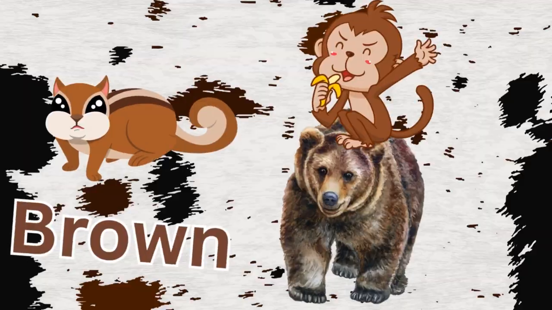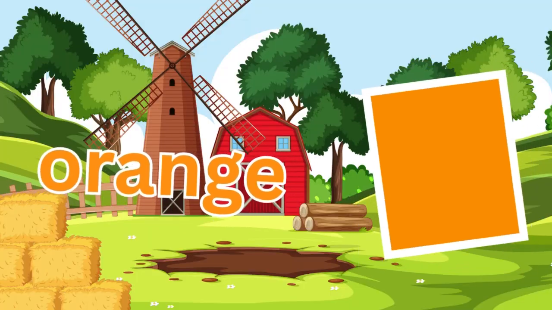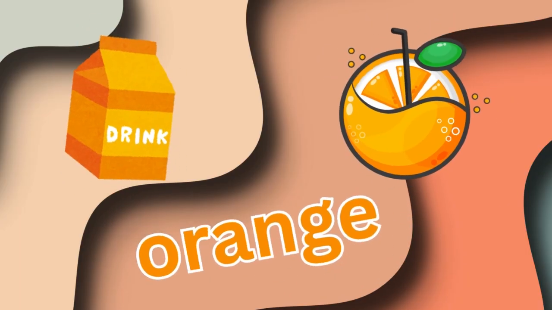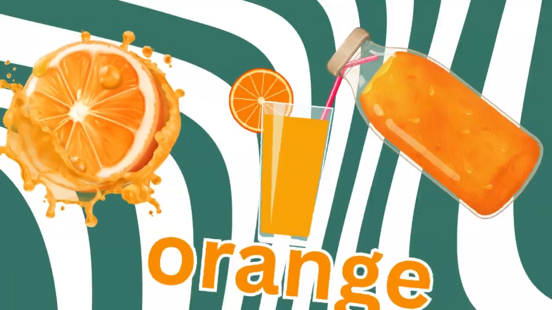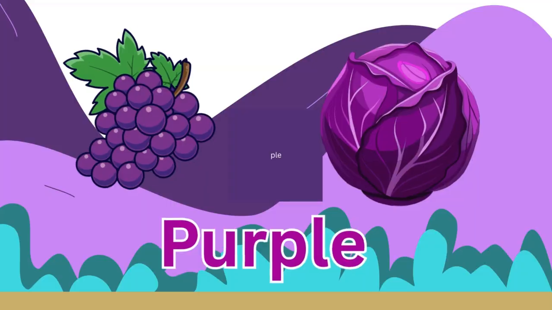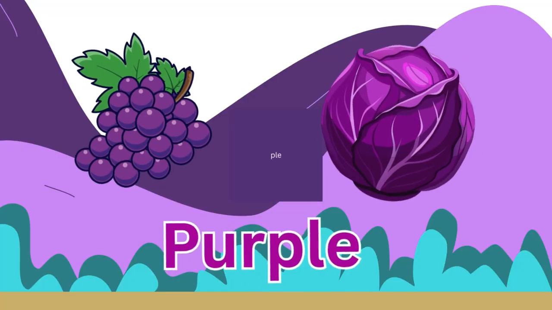This is orange. We say this is orange. What is the color? It is orange. This is purple. We say this is purple. What is the color? It is purple.